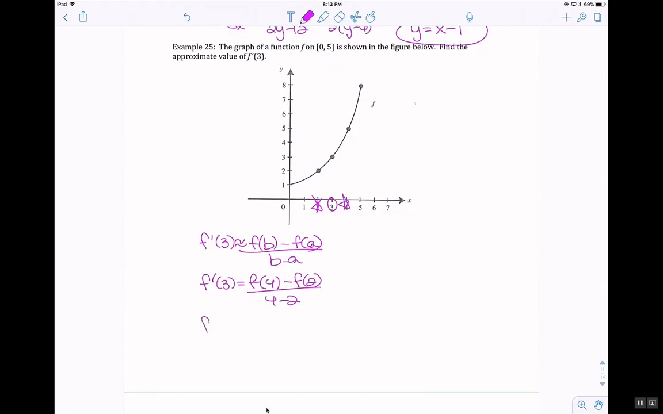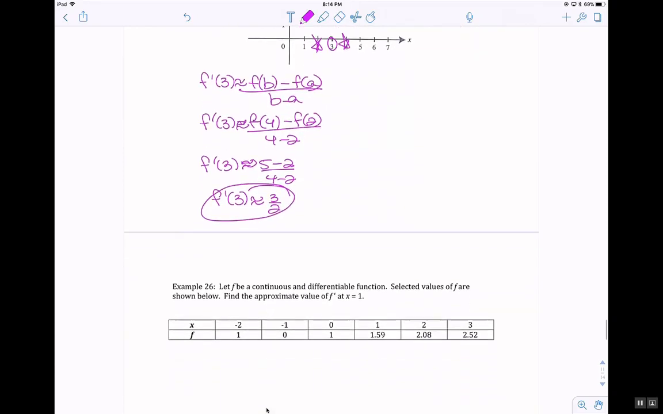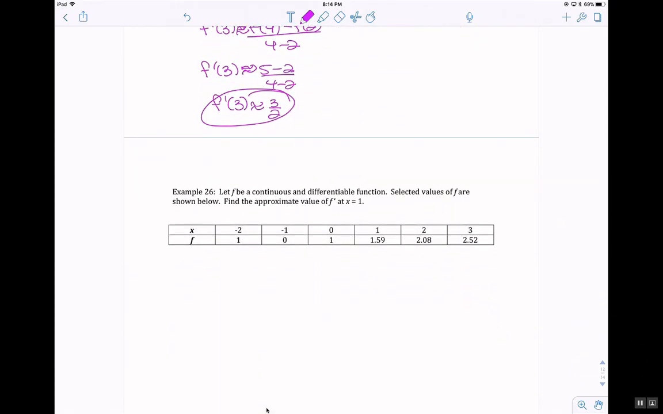So f prime of 3 is approximately f of 4 minus f of 2 over 4 minus 2. So f prime of 3 is approximately 5 minus 2 over 4 minus 2. So f prime of 3 is approximately, these should all be approximately, equal to 3/2. Okay?